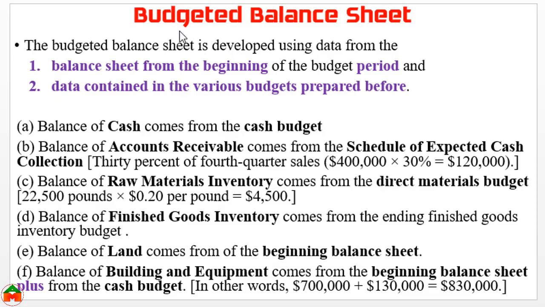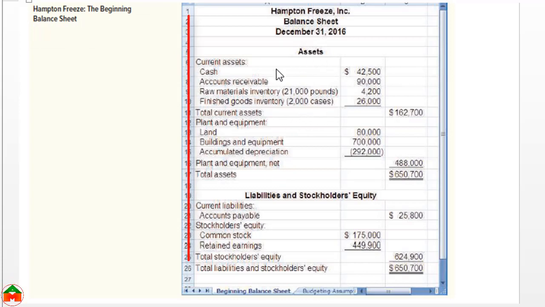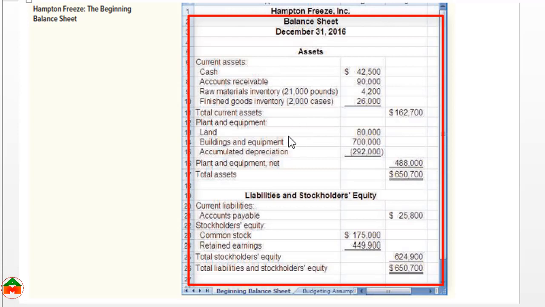Now we are going to prepare the budgeted balance sheet. The data for the budgeted balance sheet will be taken from the beginning balance sheet of the period and data from the previous budgets. And we can see this is the beginning balance sheet. Data will be taken from this beginning balance sheet to prepare the budgeted balance sheet.